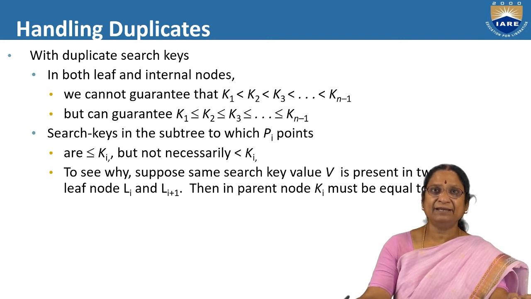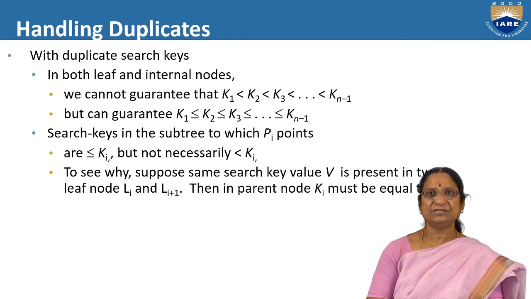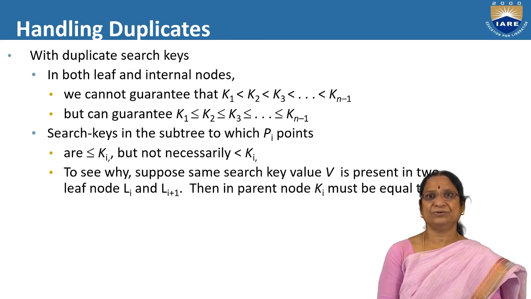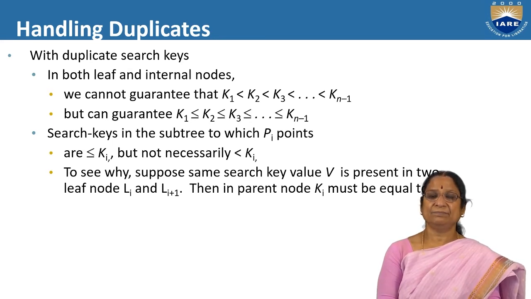Duplicates can also be handled by this B plus tree. That is, in both leaf and internal nodes, duplicates are possible. Instead of using less than, you can use less than or equal to, guaranteeing that K1 is less than or equal to K2, less than or equal to K3, etc. For search keys in the subtree to which Pi points, instead of strictly less than, less than or equal to Ki can be used. But it must be used as less than only.